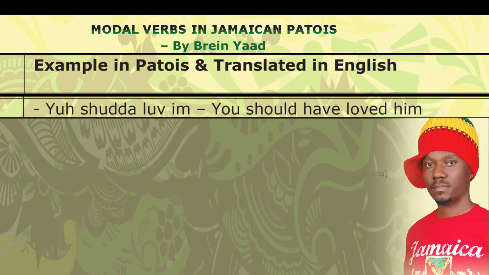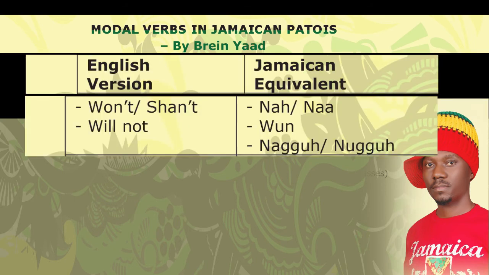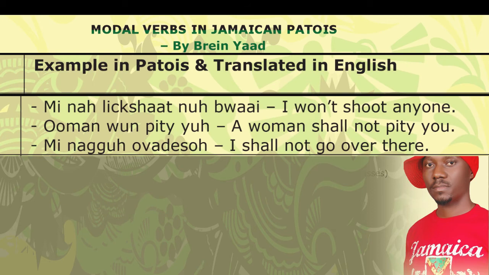Alright. We go to modal verb won't, or shall not, or will not, shan't. And in Jamaican, when you want to say won't, I won't move, I won't say it, I won't do it, you simply use the word na. Not no, but you use na. N-A-H, na. So, somebody says, Mina lick shot no boy. Meaning I won't shoot any guy. I won't shoot anyone. No boy. Anyone. Mina lick shot no boy. I won't shoot anyone.